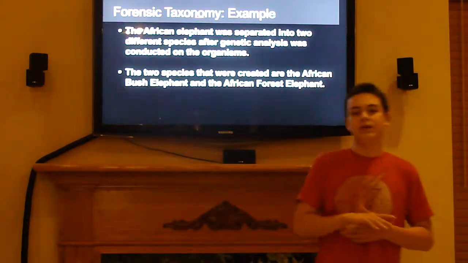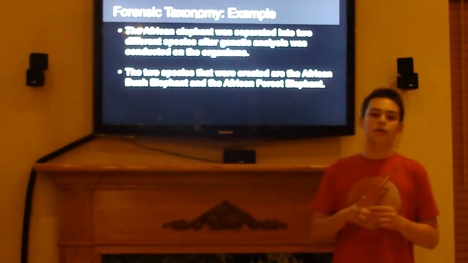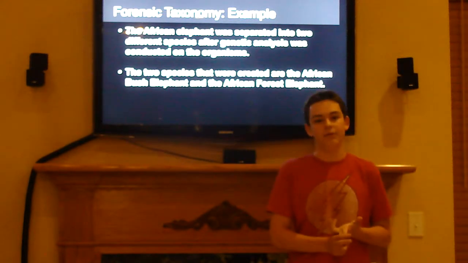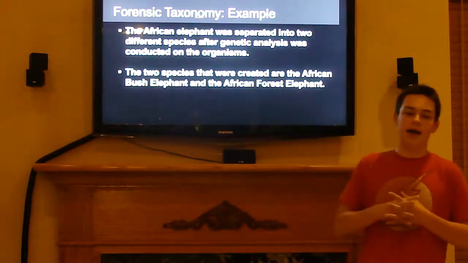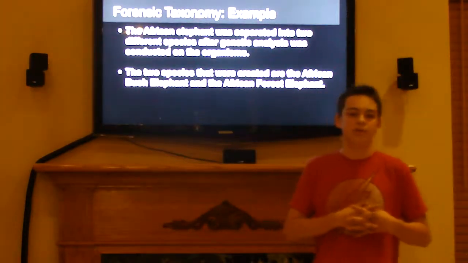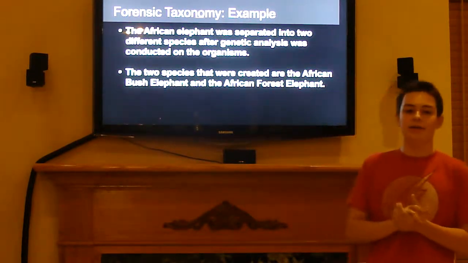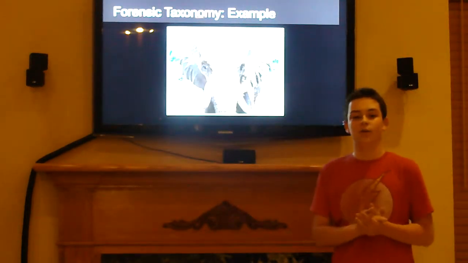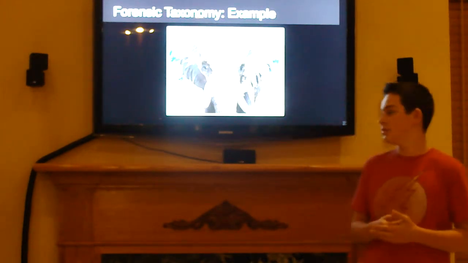An example of this is, just recently, the African elephant was subdivided into two species, the African bush elephant and African forest elephant. This is because after scientists observed their DNA sequences, it showed that they were very different instead of almost identical, as it would be if they were all the same species. So they had to subdivide the species.